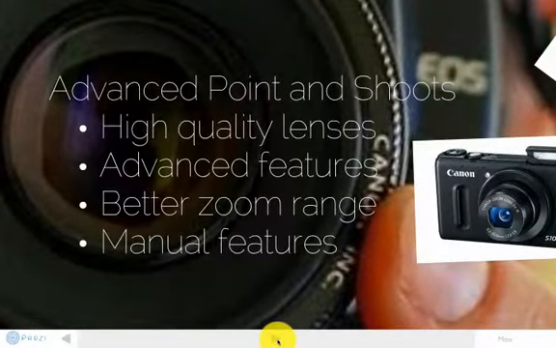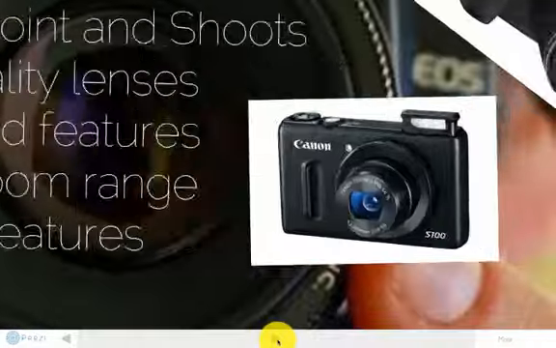Advanced point and shoots. They have high quality lenses, advanced features, better zoom range, and manual features. What's nice about these is that you get the flexibility of having a bigger SLR camera with manual functions, and you get the flexibility with the automatic features that you would normally have in a compact camera. These range anywhere from $300 to maybe about $500 when buying one of these cameras.